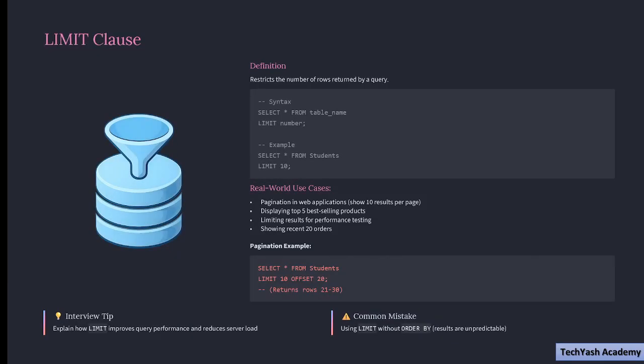You can also use the LIMIT clause to restrict the number of rows returned by a query. If you want to fetch only the first 10 records, you can use SELECT star FROM student LIMIT 10 OFFSET 20, which means the result will be rows 21 to 30. Without the offset, it will get the first 10 records as output. Explain how LIMIT improves query performance and reduces server load. A common mistake is using LIMIT without ORDER BY, where you may not get a meaningful result.